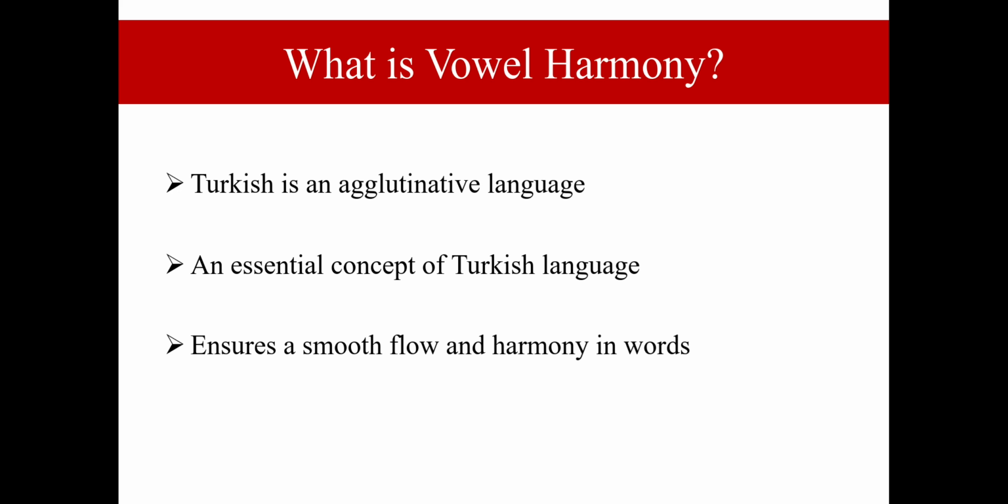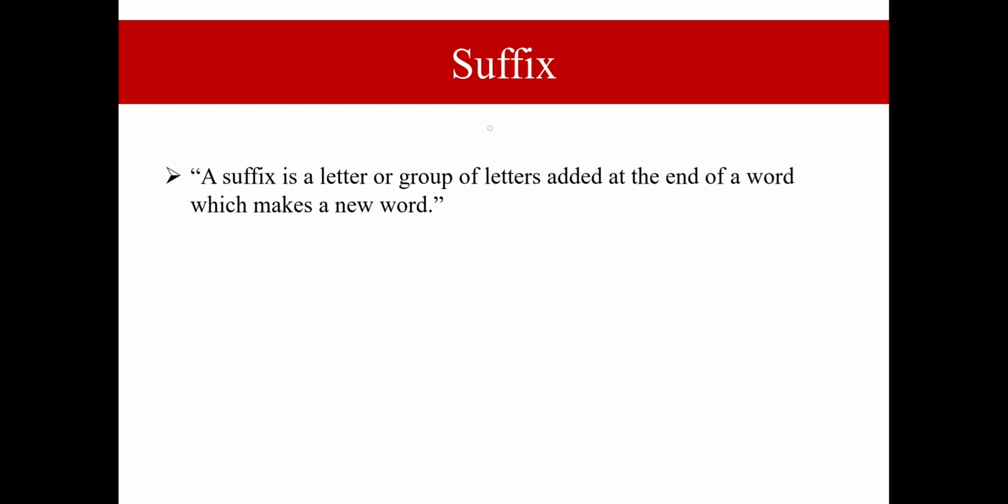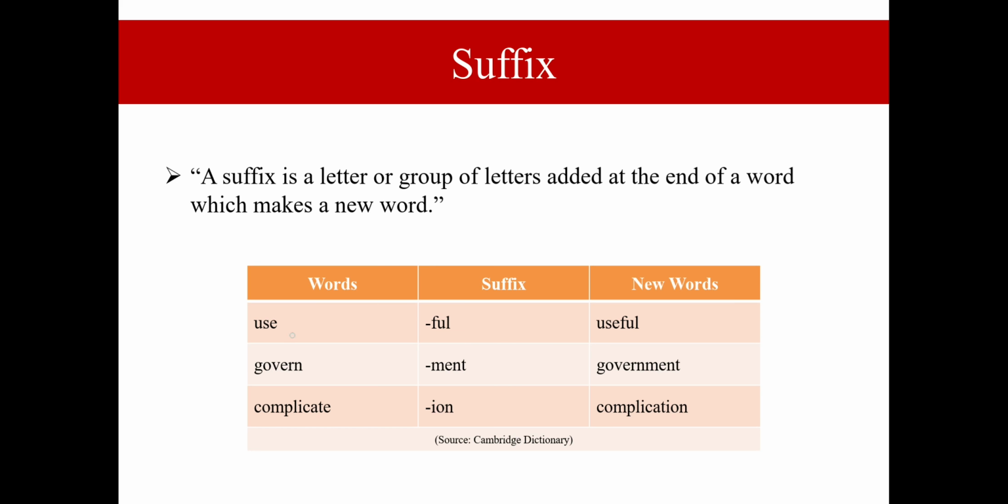Now, as I mentioned, Turkish is an agglutinative language which involves the addition of suffixes. So what a suffix is, let's see. A suffix is a letter or group of letters added at the end of a word, which makes a new word. Just like in English. Let's look at some English examples. So we have the word use. When you add the suffix full to it, you get a new word, useful. Govern, you add the suffix ment to it, you get a new word, government. Similarly, complicate, complication. They are related words, but they have different meanings.